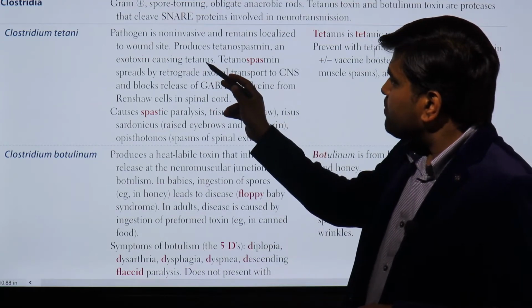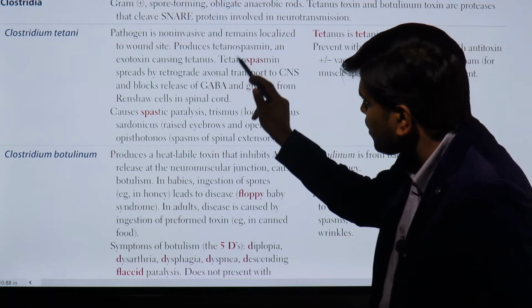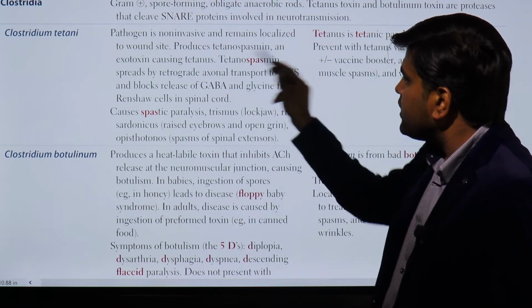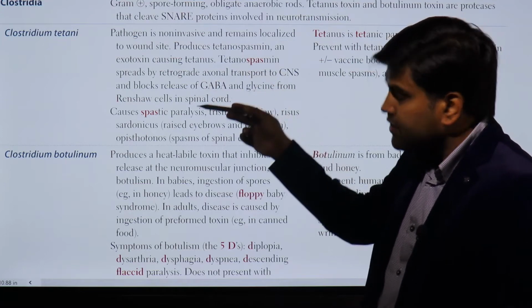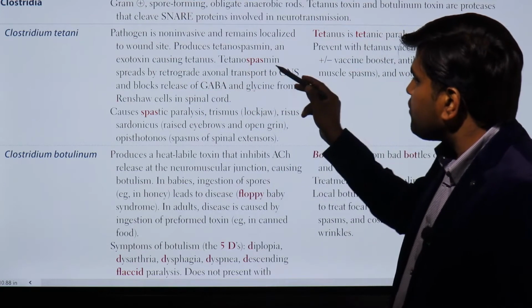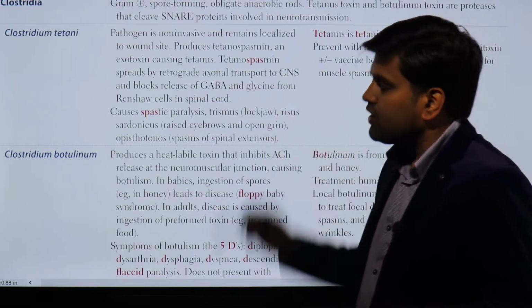Now this bacteria itself is only limited to the wound, but the toxin produced by it is spread by retrograde axonal transport. The tetanospasmin that gets released spreads by retrograde axonal transport to the CNS and blocks the release of GABA and glycine from the Renshaw cell in the spinal cord.